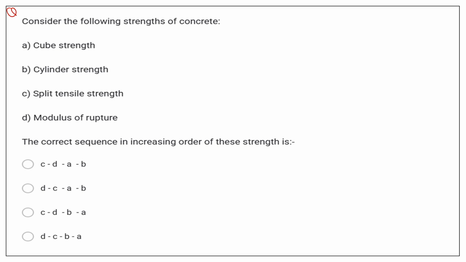Second question. Consider the following strengths of concrete: cube strength, cylinder strength, split tensile strength and modulus of rupture. What is the correct sequence in increasing order of these strengths? For this there is one equation: cylinder strength is equal to 0.85 times cube strength. By observing this equation, we know that the cube strength is larger than the cylinder strength. So for increasing order, first cylinder strength comes and then cube strength. But in the first and second options, they mention the cube strength first, then cylinder strength.